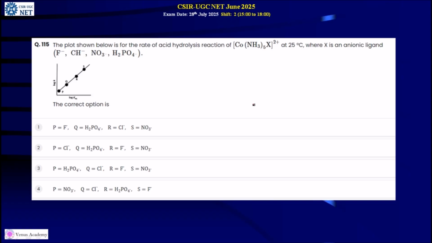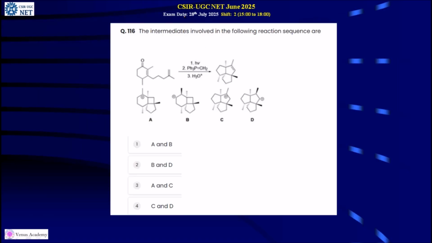Next, the plot shown below is for the rate of acid hydrolysis reaction of a cobalt complex at 25 degrees, where X is an anionic ligand. The correct option for 115 is option 4, students. Next, question number 116. The intermediates involved in the following reaction sequence are, option 3, A and C are the intermediates. So you are going to get this product. 116, A and C, that is option 3, is the correct option, students.